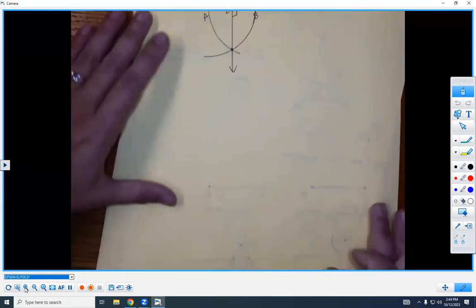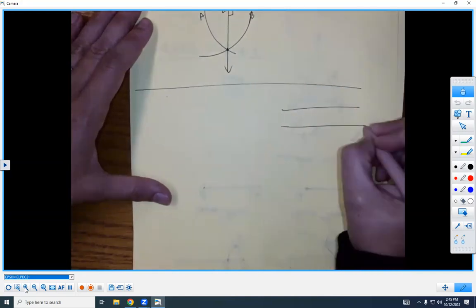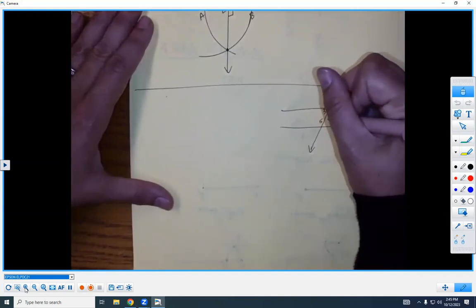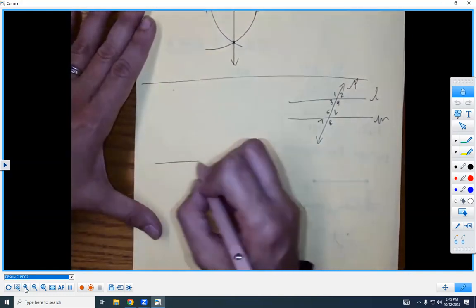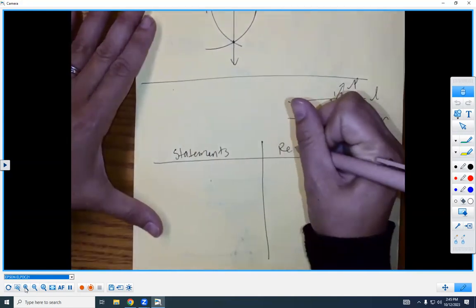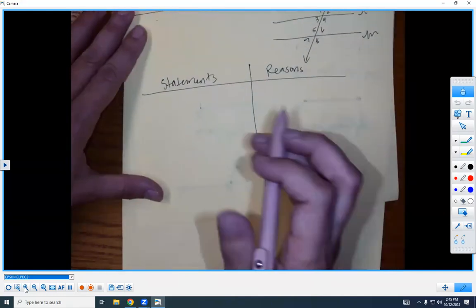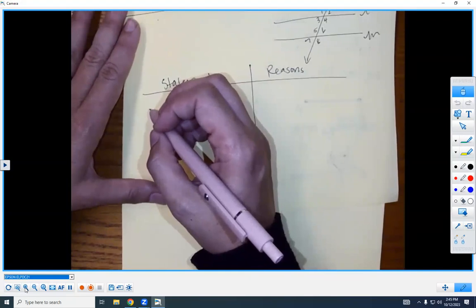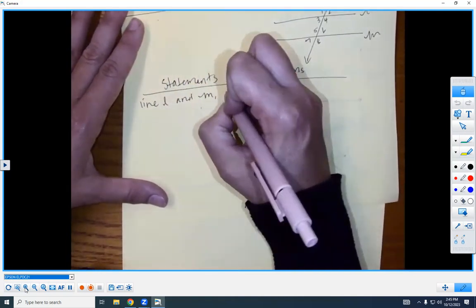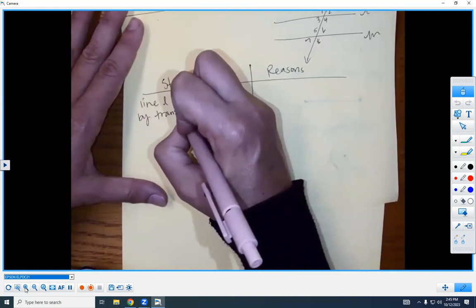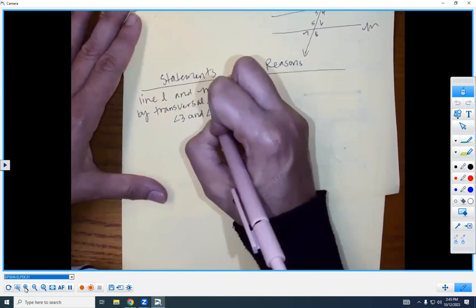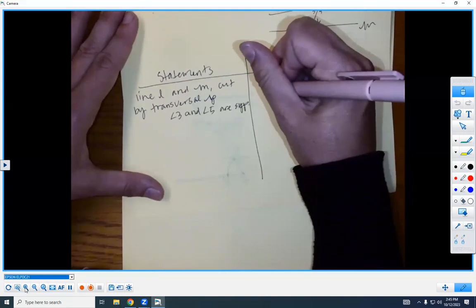So let me write down on a new sheet of paper. I have these 2 parallel lines called L and M, and the transversal P. And I have all these angles, 1, 2, 3, 4, 7, 8. I'm not going to rewrite the statement. This is my statements, and this is my reasons. Okay, so my first statement is that I'm given lines L and M are cut by transversal P, and I'm told that angle 3 and angle 5 are supplementary. And that is my given.